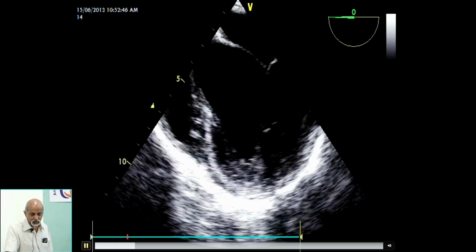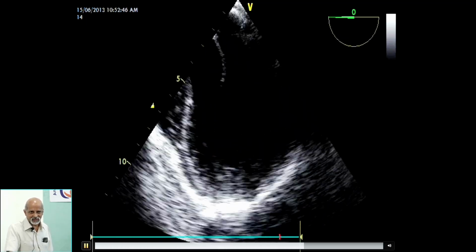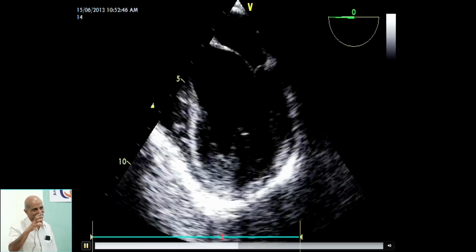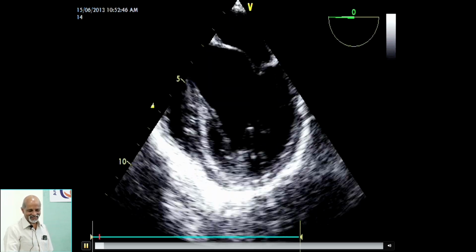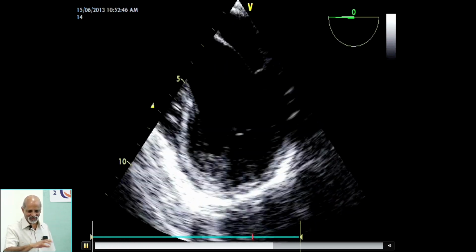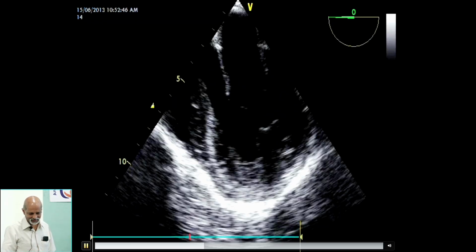So what should one do with this? A smart person will say, no, you have not shown us the same view, the aortic short axis. But anyway, the whole idea was to show how the LV becomes big in these situations.